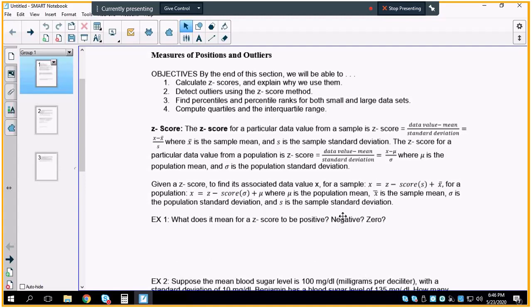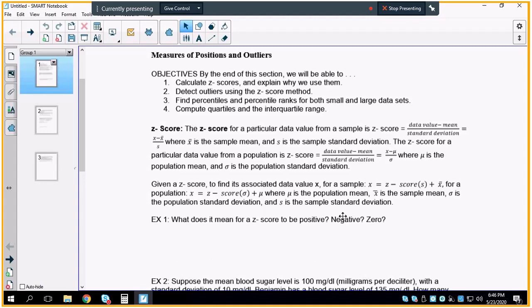Z-score is exactly that. Instead of using the deviation or the distance of a data value from the mean, we talk about the distance in terms of standard deviation. We can say this data is 1 standard deviation away from the mean on the left hand side or on the right hand side and such. So what is a z-score?